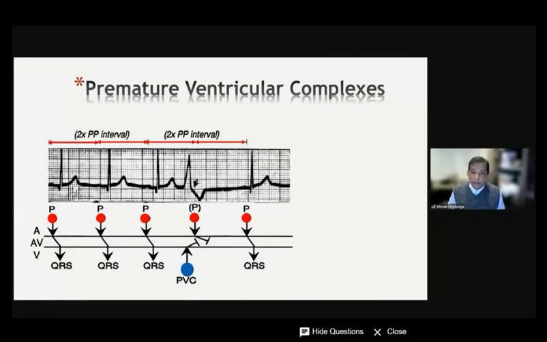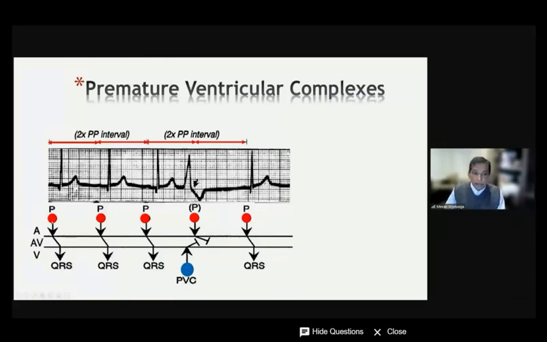So in the interest of time, I will just show this, because I earlier talked about the non-compensatory pause. And to complete this, I will show you what a compensatory pause means, which usually happens with ventricular ectopy. Now, I said non-compensatory pauses usually happen with atrial ectopy, usually, not always. Compensatory pauses usually happen with ventricular ectopy. What do you mean by compensatory pauses?